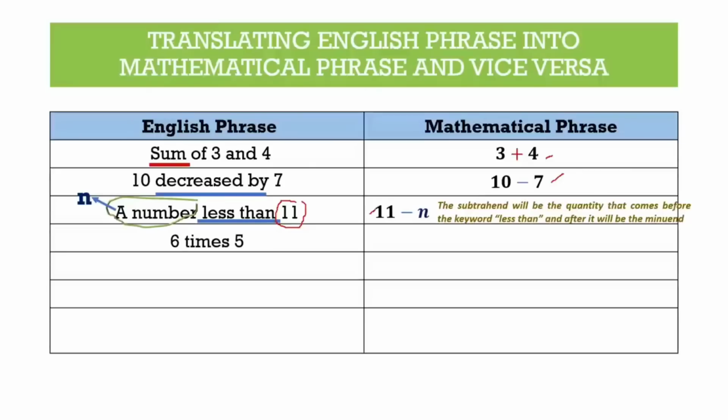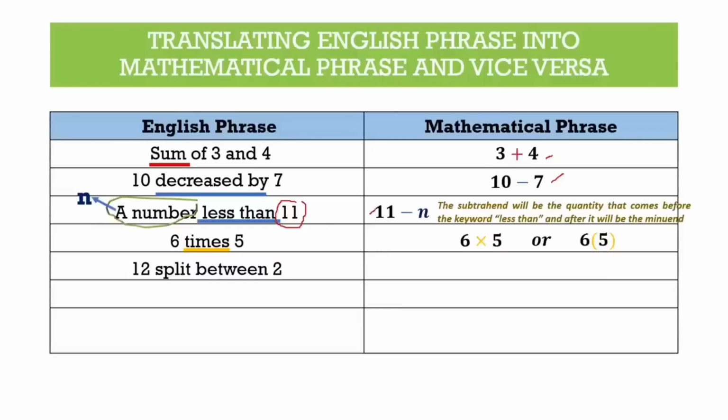For example 4, we have 6 times 5. So that is very easy. We just write 6 times 5, or for us to not get confused with the symbol for times and the letter x, we can use a parenthesis. So 6 parenthesis 5, that means that we are multiplying 6 and 5.